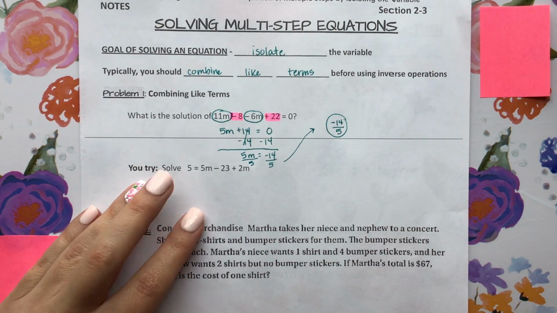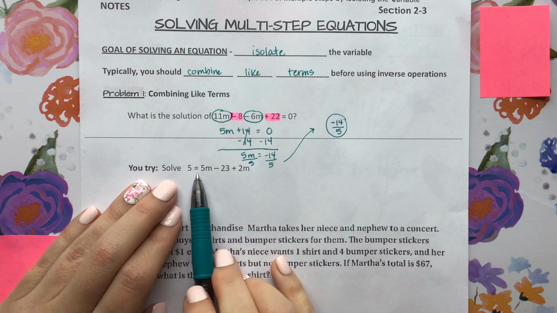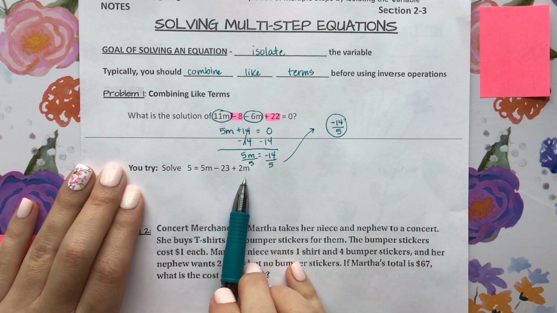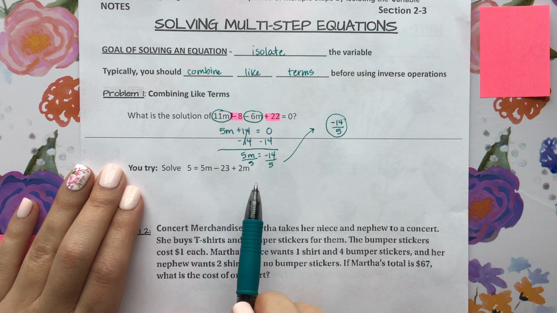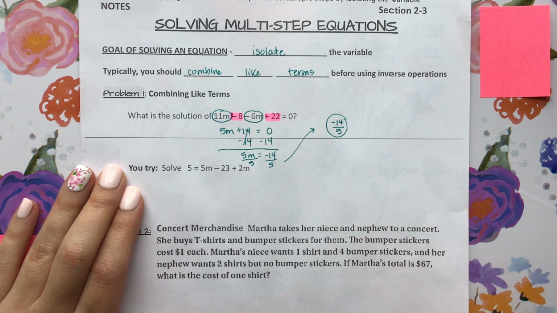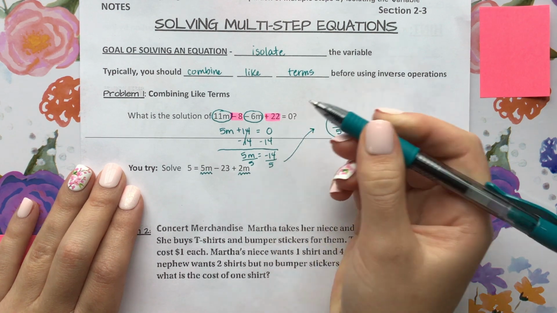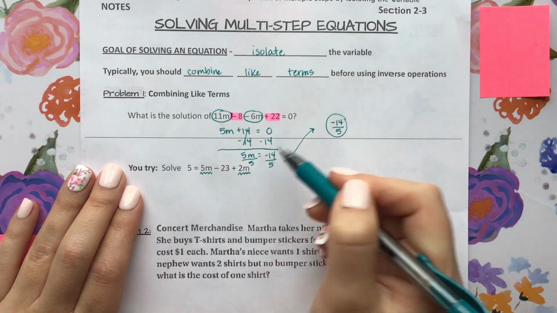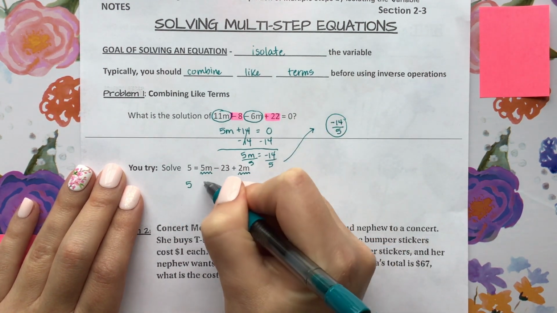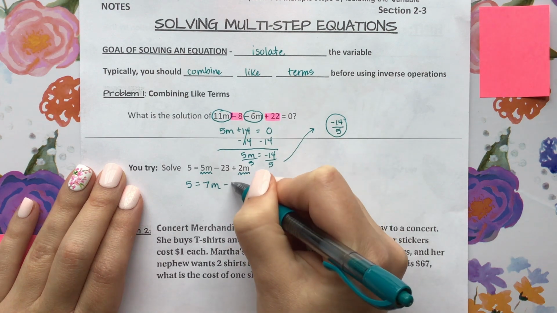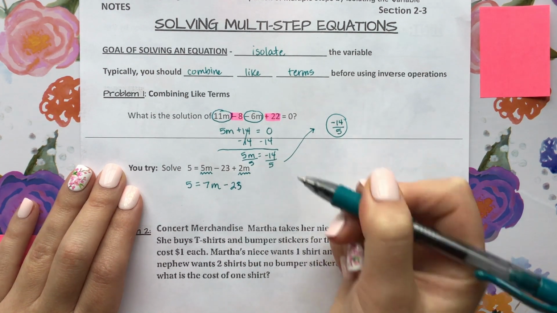Okay, now it says solve for this one. So 5 is equal to 5m minus 23 plus 2m. First, combine any like terms that you see. Now keep in mind, those like terms do have to be on the same side of the equal sign. So I have 5m here and 2m here. It's a positive and a positive. So I have 5 is equal to 5 plus 2 is 7, and then your variables along for the ride, minus 23.